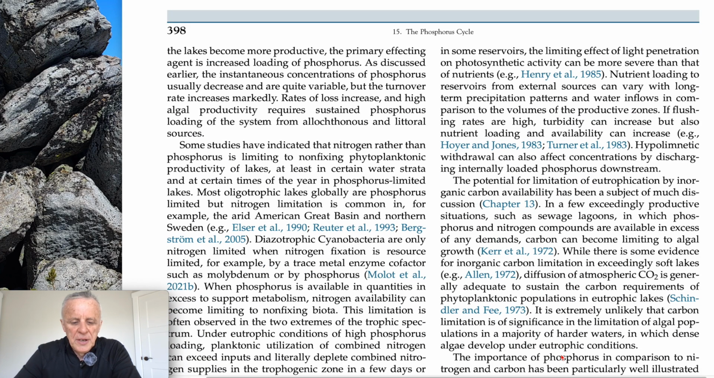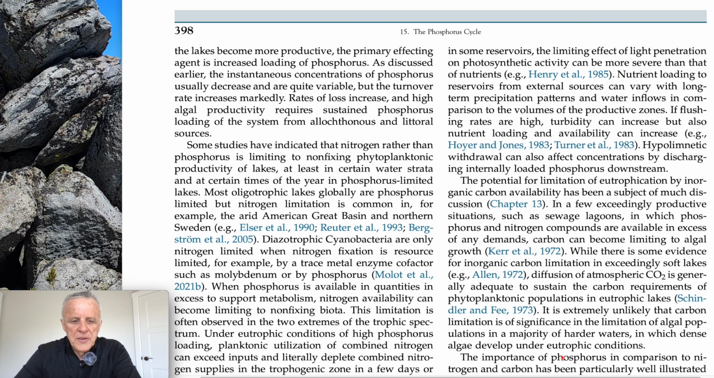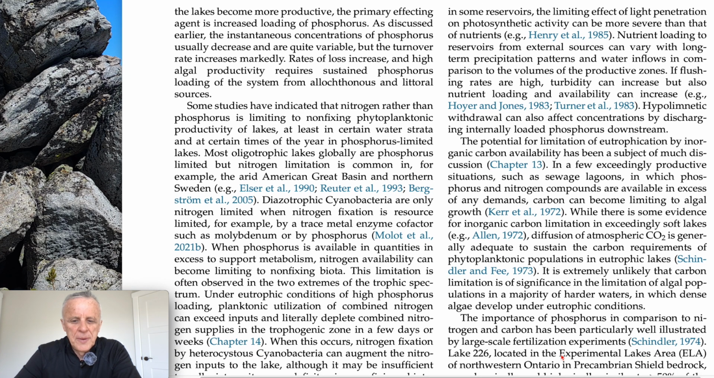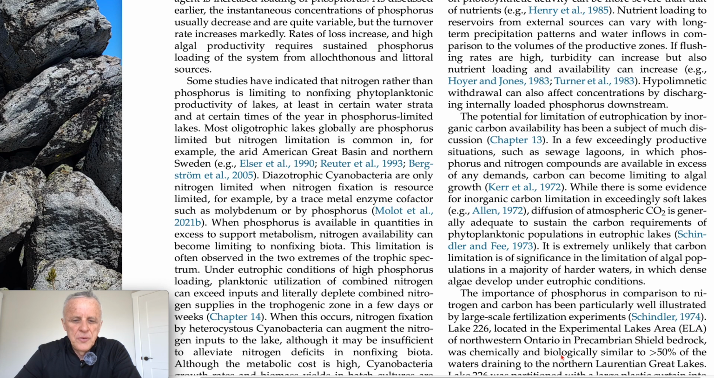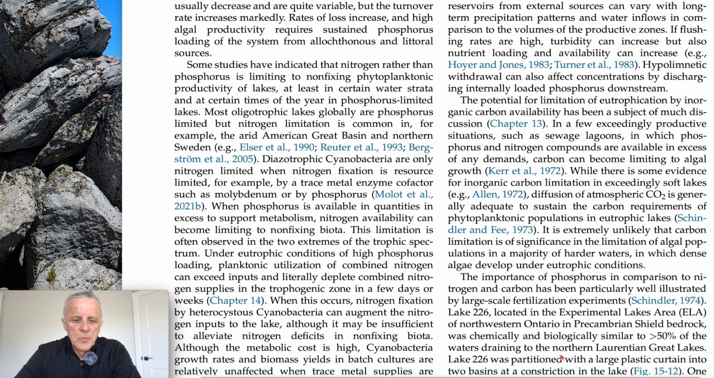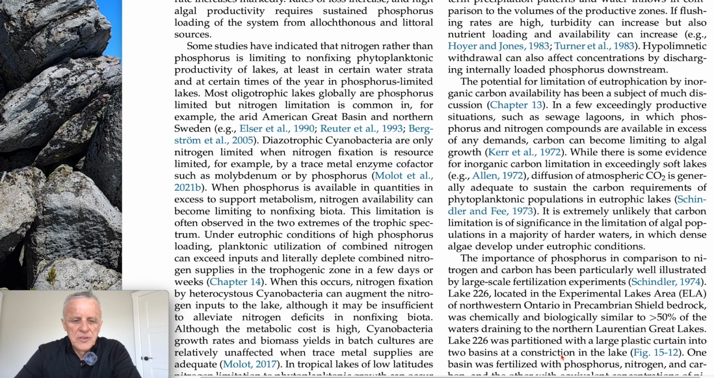Some studies have indicated that nitrogen rather than phosphorus is limiting to non-fixing phytoplanktonic productivity of lakes, at least in certain water strata and at certain times of the year in phosphorus-limited lakes. Most oligotrophic lakes globally are phosphorus-limited, but nitrogen limitation is common in, for example, the American Great Basin and northern Sweden. Diazotrophic cyanobacteria are only nitrogen limited when nitrogen fixation is resource limited, for example, by a trace metal enzyme cofactor such as molybdenum or by phosphorus.